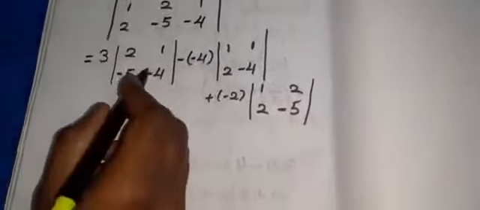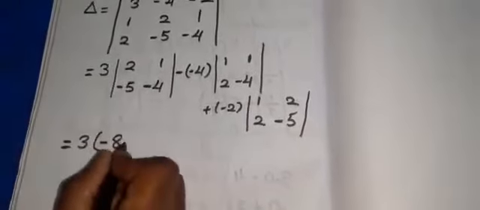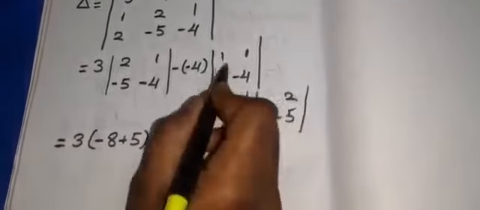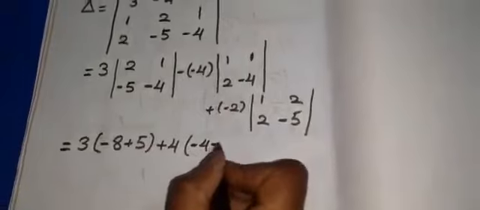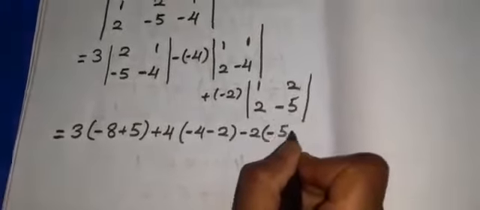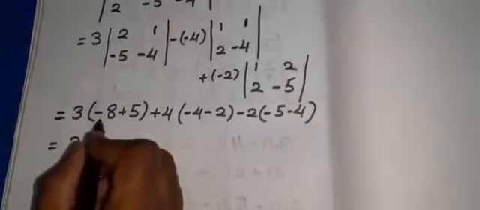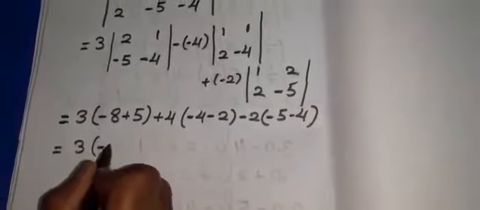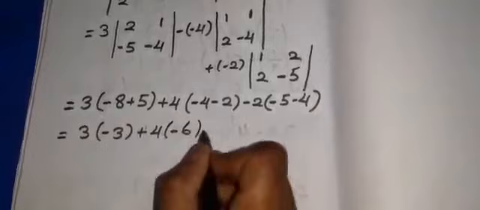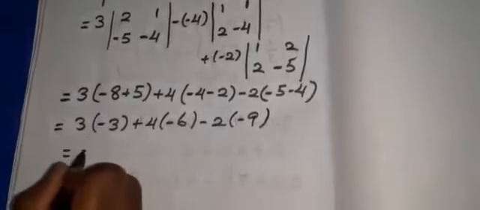3, cross multiply the term, that is minus 8, minus of minus, plus 5 plus 4. What is the value I am going to get here? Minus 4, minus 2, minus 2, minus 5, minus 4. Just calculate 3. And what is the answer you are going to get here, students? Minus 3 plus 4 minus 6 minus 2 minus 9, which is nothing but minus 9.